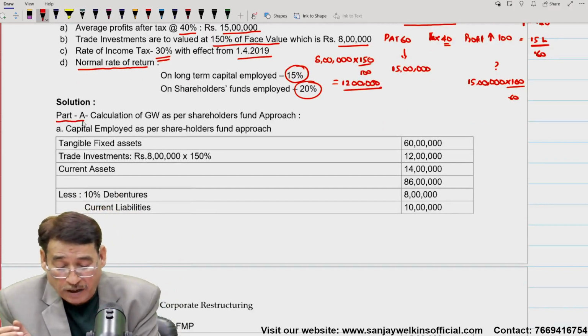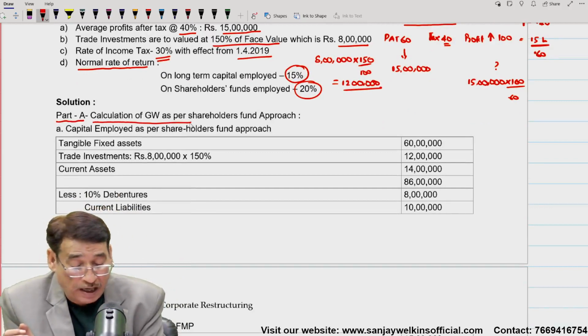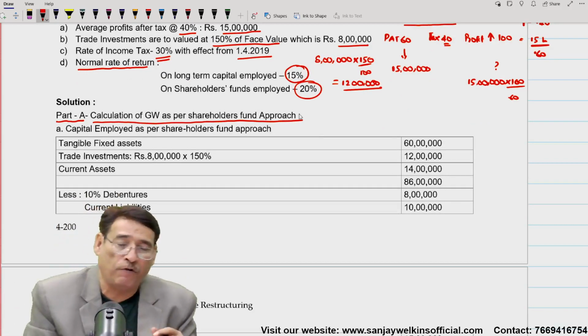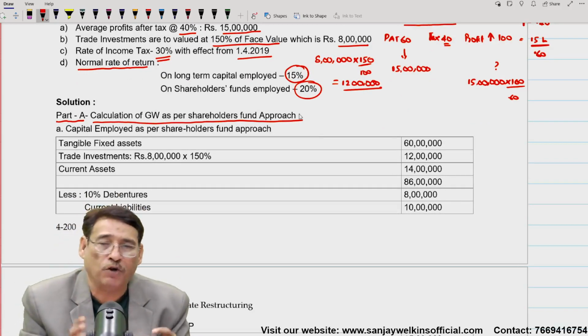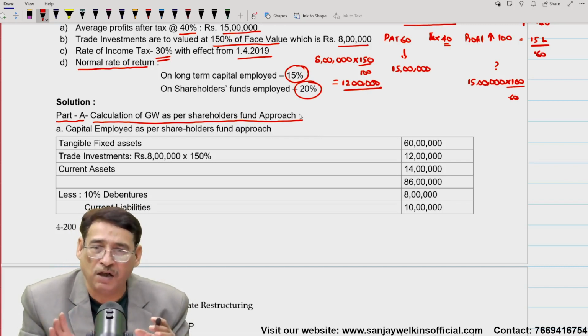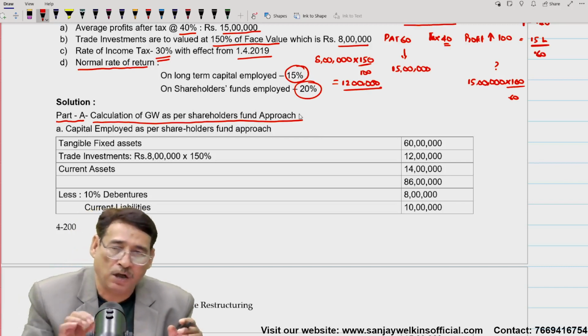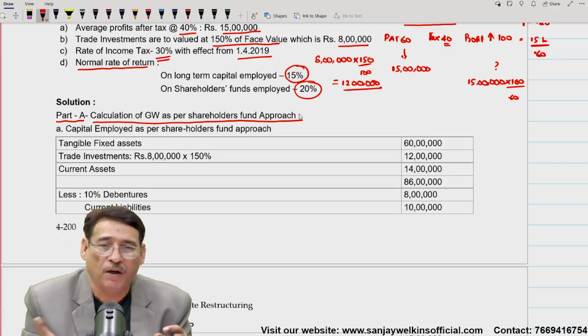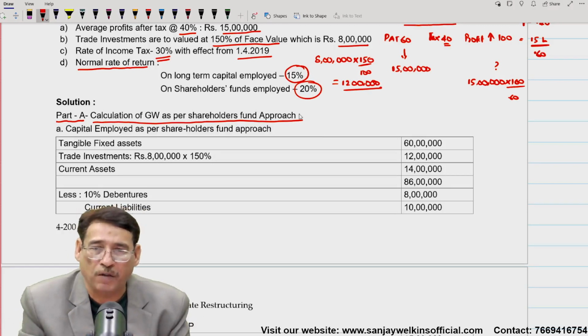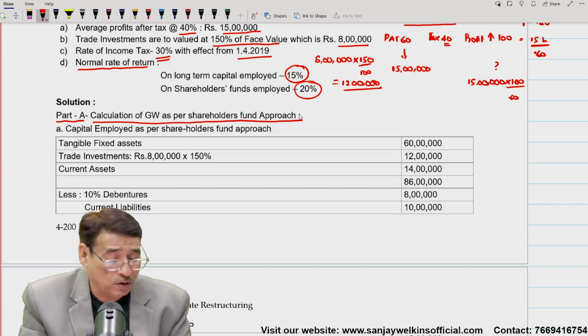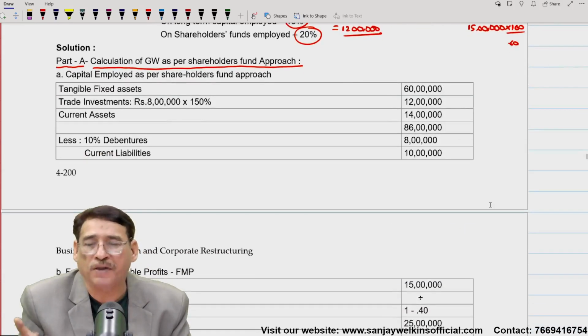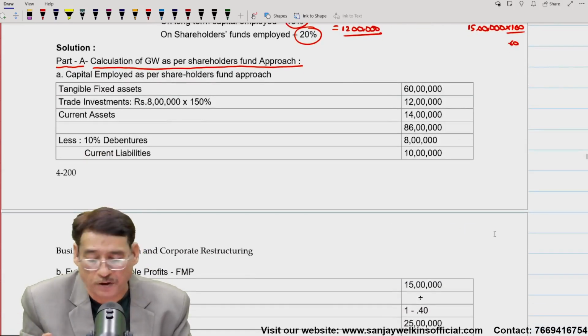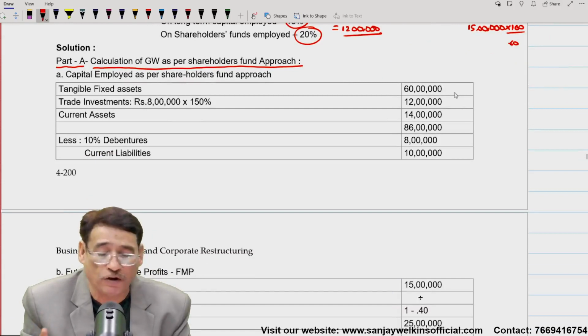Now first part A, calculation of goodwill as per shareholders fund approach. Remember one thing. Whenever we talk about capital employed, we generally talk about the shareholders fund approach. Is it clear to you or not? That means hitherto, up to this particular point, whenever we computed capital employed, we computed it as per shareholders fund approach. Is it clear to you? So as per shareholders fund approach, or simply as you normally compute capital employed, you will have to apply the same rules.